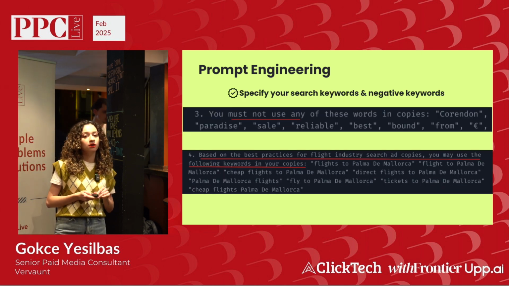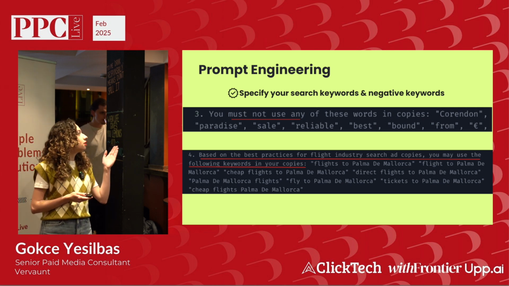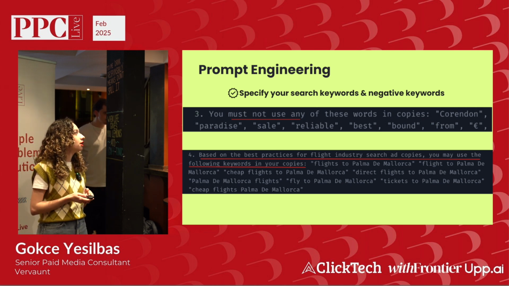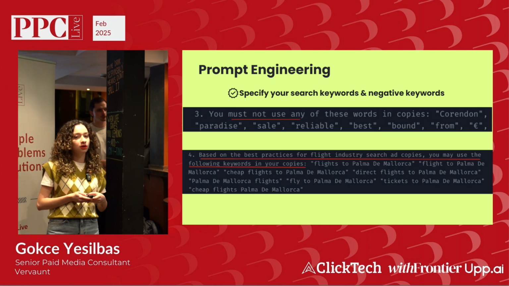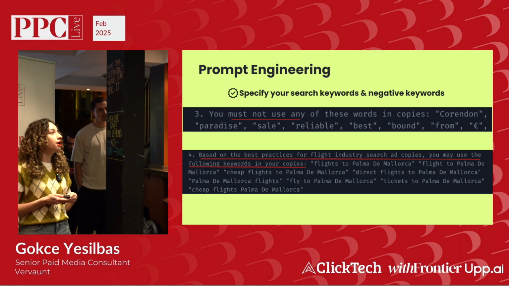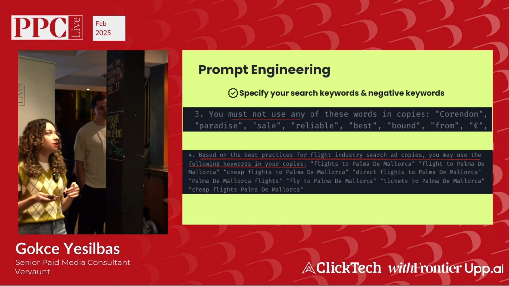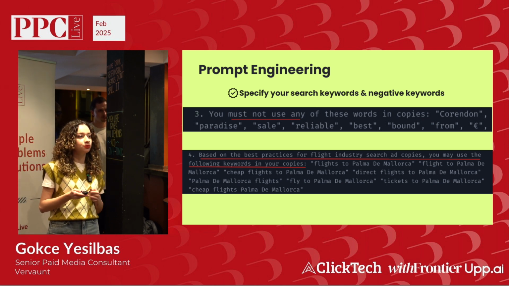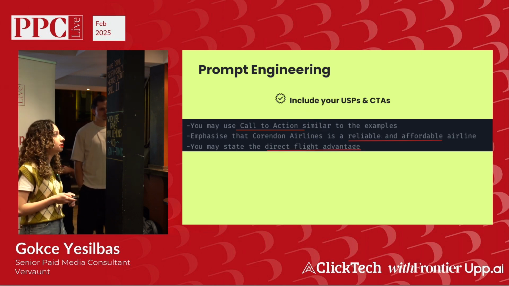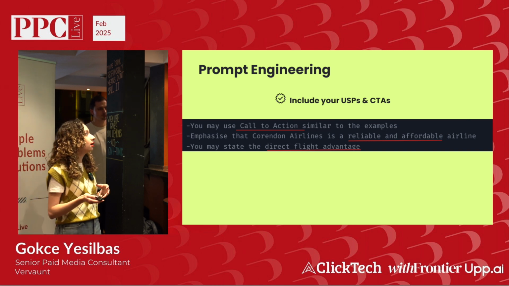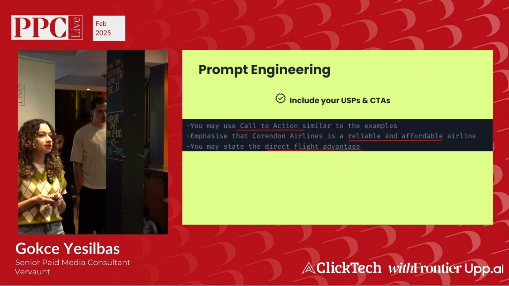Then you can specify your search keywords and your negative keywords. As you can see here, I said, "Based on the best practices for flight industry search ad copies, you may use the following keywords in your ad copies." It's important to include your search keywords in your ad copies, so as a best practice, we should highlight this in our prompt. And you can also include your unique selling points, like reliable and affordable airline or direct flight advantage, and you can also include your CTRs.